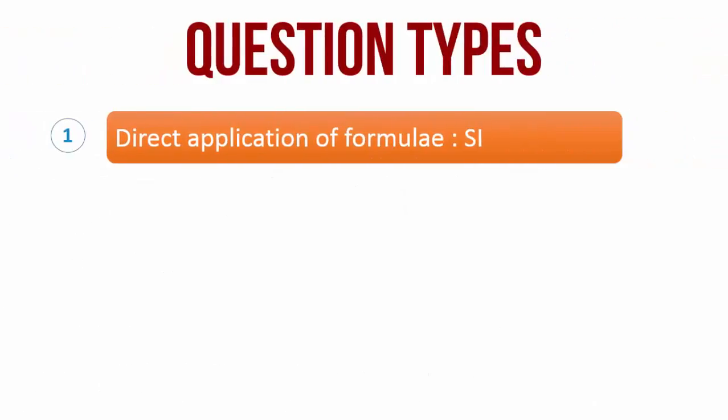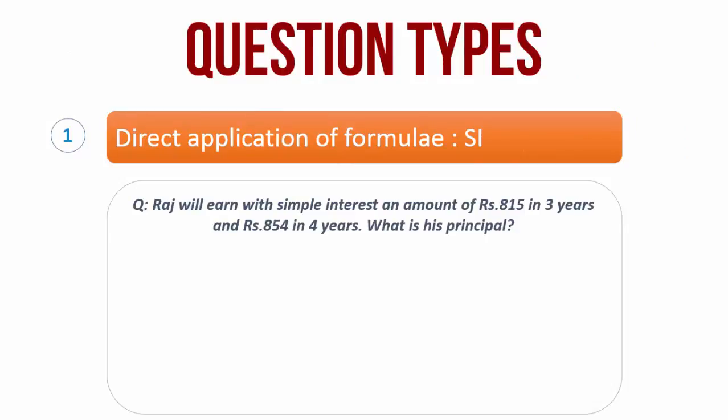The first would be through direct application of the simple interest formula. A question of this kind perhaps, that Raj will earn with simple interest an amount of 815 in 3 years and 854 in 4 years. So what is his principal? We know the formula for amount, so we shall just put that in here. Amount equal to principal plus simple interest, that is principal plus P into R into T by 100.